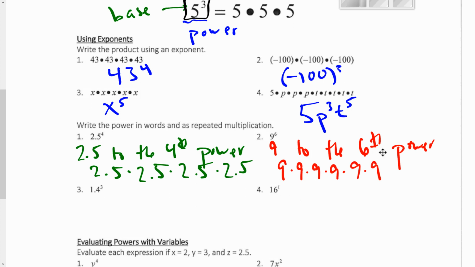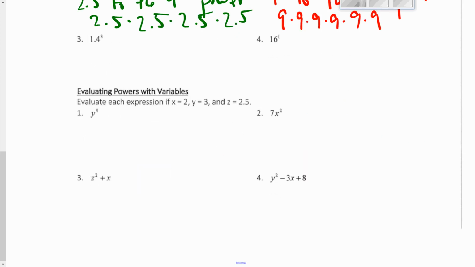All right, I'm going to have you do number 3 and number 4. Make sure you write it in words, and then also write it as repeated multiplication. The next section is on evaluating powers with variables. It says evaluate each expression if x equals 2, y equals 3, and z equals 2.5.